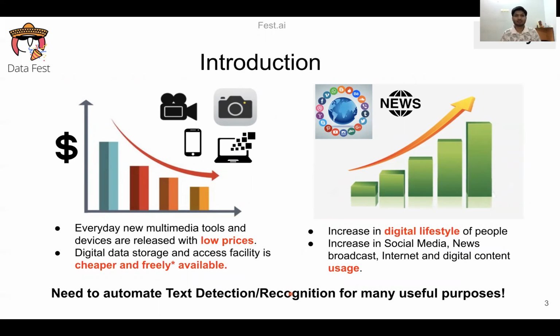Similarly, with the advancement of technology, there is an increase in the digital lifestyle of people, where everyone is associated digitally. Everyone is associated with social media, the internet and digital content. Everyone uses news broadcasts through YouTube, etc. So internet usage has increased drastically. So we need to automate text detection and recognition for many useful purposes.